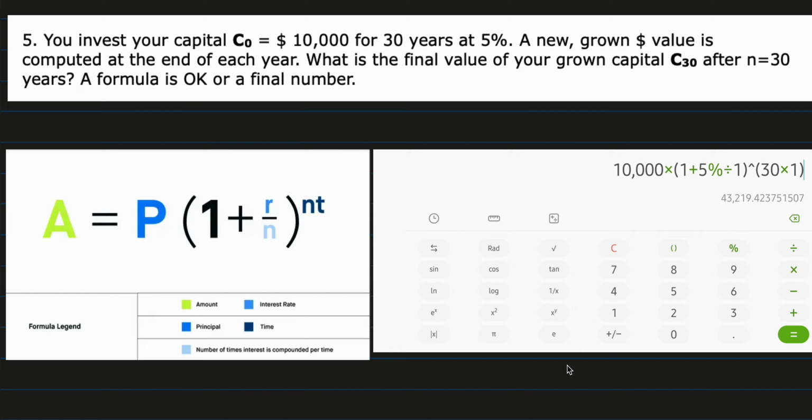About investing and math. So if we're to invest our capital, we're calling this C naught, and that's the equivalent of A in the left equation that we have over here. If the initial investment is 10,000 for 30 years and we're yielding 5% of this, a new grown dollar value is computed at the end of each year. So that's why we can't just keep adding 10,000 times 30 times 5%. We're asked what's the final value of the grown capital C30 after n is equal to 30 years.